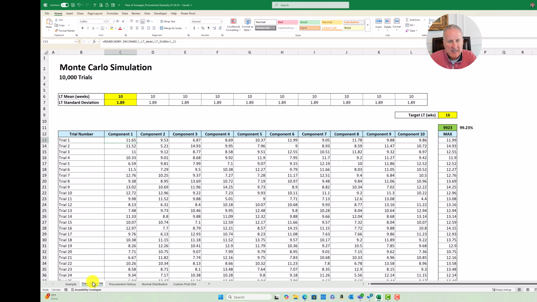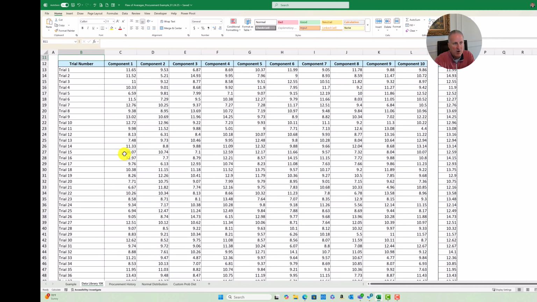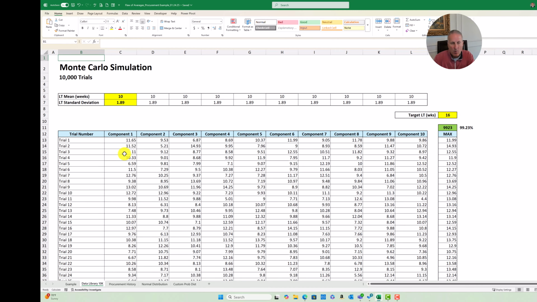Well, on the second tab of this workbook, I've created a Monte Carlo simulation here with 10,000 trials, right? If I come all the way down to the bottom of this, you can see I've got 10,000 trials in which I've gone through and I've ordered each one of these 10 components. So each one of these columns C through L, each one of these 10 columns represents one of the components.